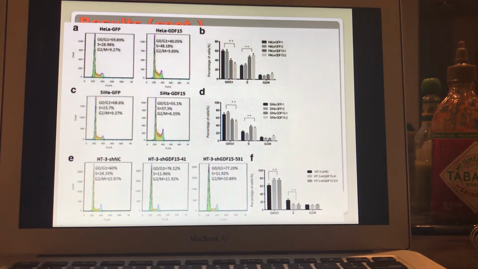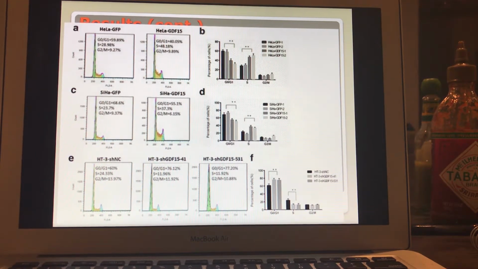In figures C and D, a consistent similar result was observed in SiHa cells, where the percentage of cells in G0 and G1 phase decreased from 70.9% in SiHa GFP cells to 53.2% in SiHa GDF15 cells, and the percentage of cells in S phase increased from 20.8% in SiHa GFP cells to 35.8% in SiHa GDF15 cells. These results suggested that the overexpression of GDF15 accelerated the cell cycle transition from G0/G1 to S phase in cervical cancer cells.